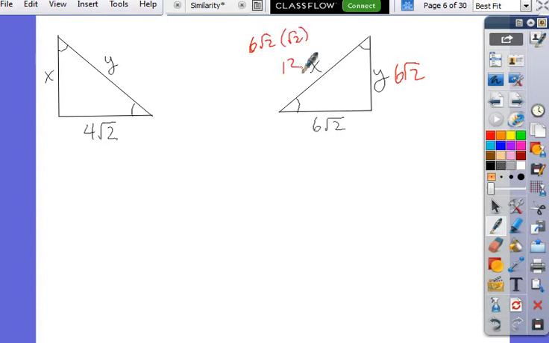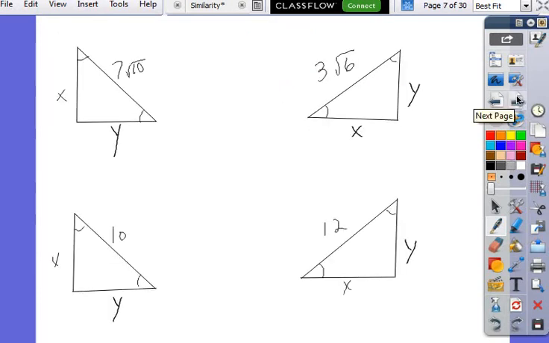What's root 2 times root 2? 2. It's just 2. 6 times 2 is 12. All right, those are easy now. We should get those. What if it gives me something like this? 7 root 10 for the hypotenuse. So it'd be 7 root 5. I'm going to divide by root 2 and get 7 root 5, and that's going to go for both of those.